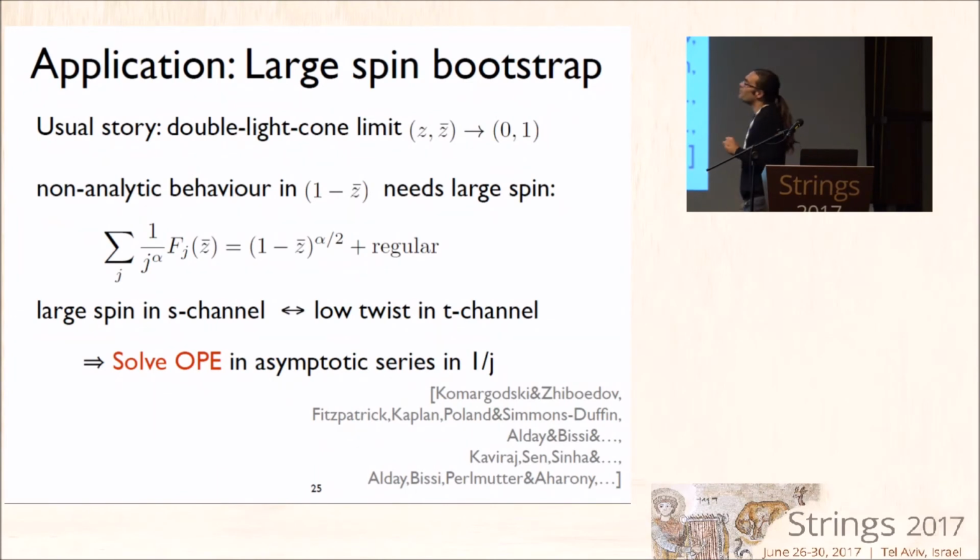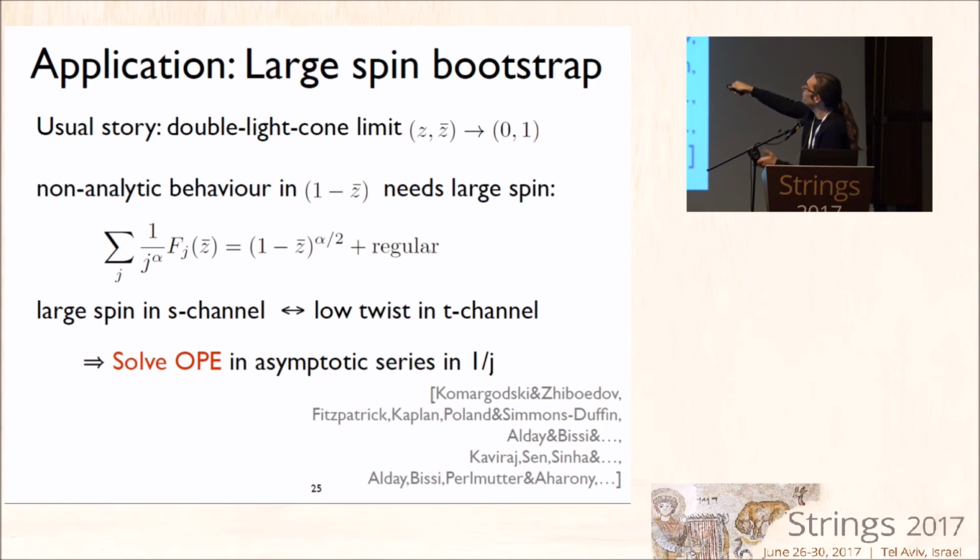So now I want to discuss a somewhat more interesting application. Fernando nicely described what we can do at large spin using the bootstrap, and his story was based on looking at this double lightcone limit, where you can use the OPE in both channels, and they converge nicely. And then what he explained is that if you have some non-analytic behavior in one variable, this requires an infinite sum in the other channel to reproduce it, and that tells you something about the tail of that sum.